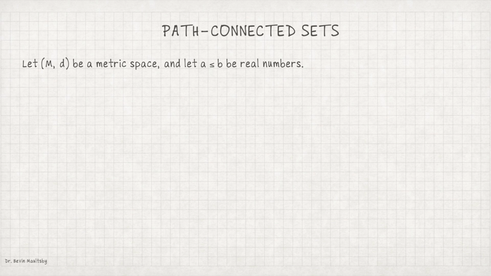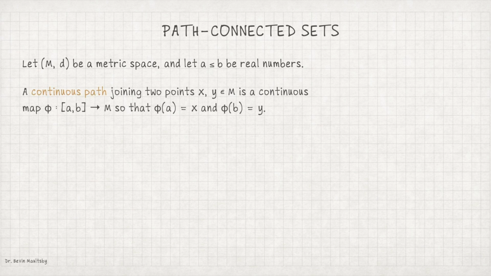To define what it means to say that a set is path-connected, we first need to define the notion of a continuous path. A continuous path is going to be a function of a real number, so that's why I have real numbers a and b here. And we say that a continuous path from a point x in the metric space to another point y is a continuous function from the closed-bounded interval [a, b] to the metric space, so that phi of a is x and phi of b is y.